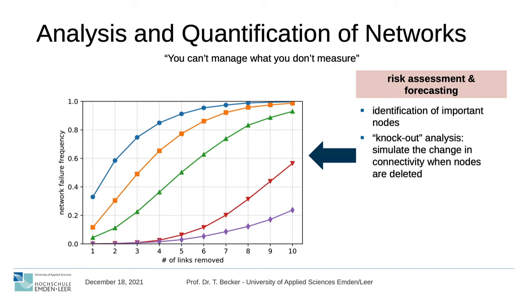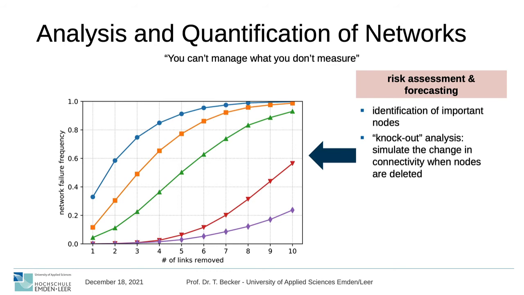And you can go one step further and also use computer simulations within your network to figure out how strong your network is. That's usually called a knockout analysis. That means you simulate the change in the connectivity of the network when the nodes are deleted. And here's a picture from one of the research investigations I did together with other researchers, where we were looking at a road network, or different road networks. These are the different colored lines here.